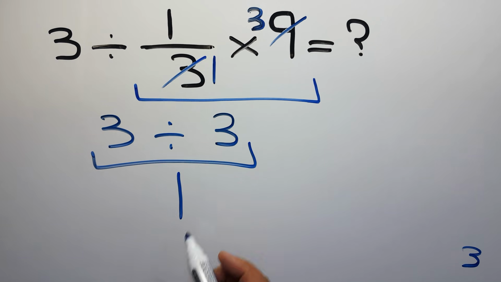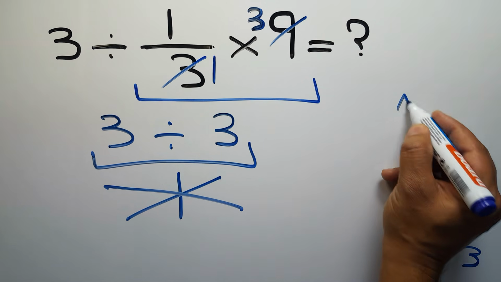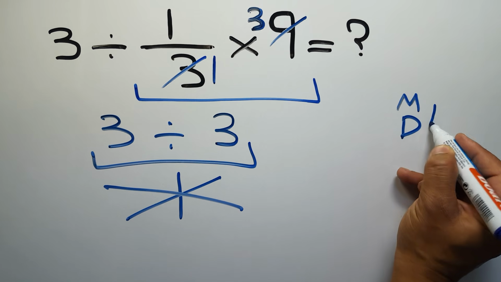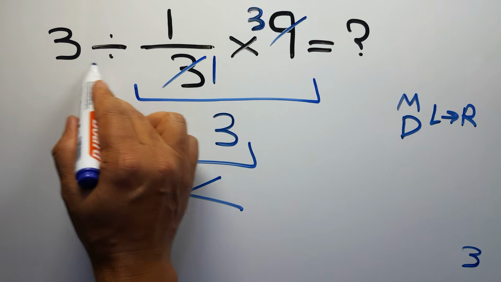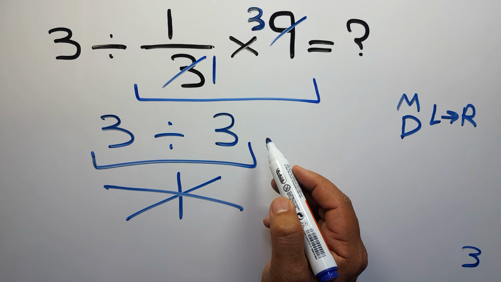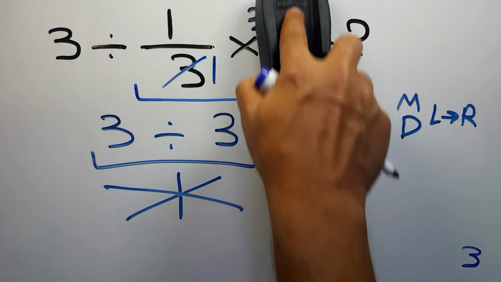But this answer is not correct. Because according to the order of operations, multiplication and division have equal priority, and we have to work from left to right. So here, first we have to do this division, then this multiplication. If we do this multiplication before this division, it is wrong.